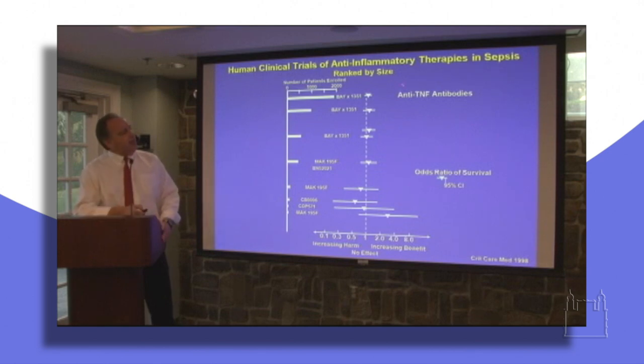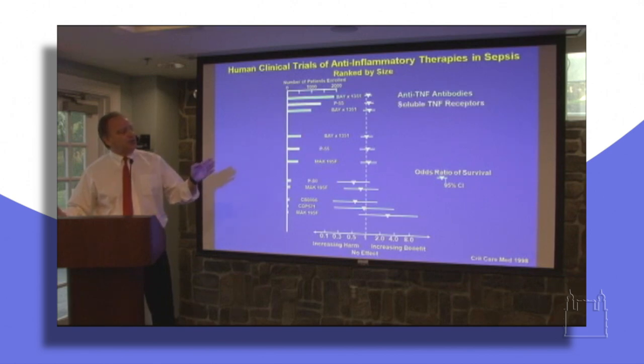Here are the studies of anti-TNF antibodies. This study had 2,000 patients, this study had 1,000. And you can see the large trials all show this same small beneficial trend. It's not significant because the 95% confidence interval crosses the no effect line, and smaller studies were more variable. Now I'm going to show you the next anti-inflammatory agent by turning these blue and showing you the next one white again. And the next one was soluble TNF receptors, and it had the same pattern.